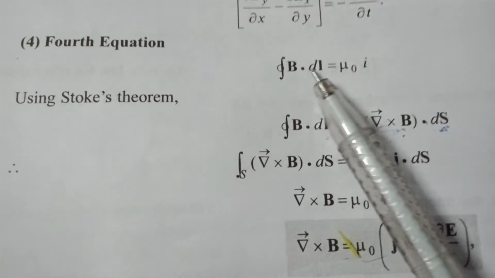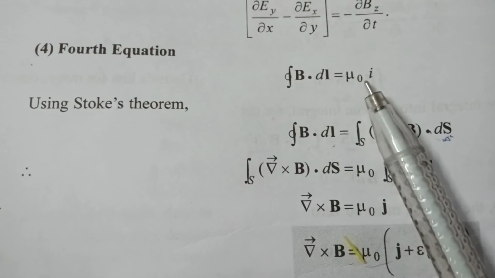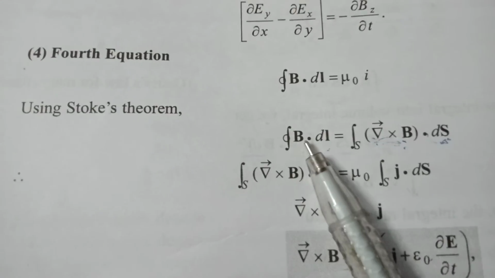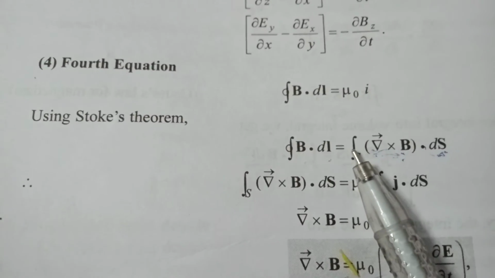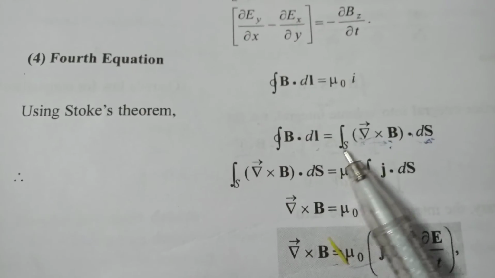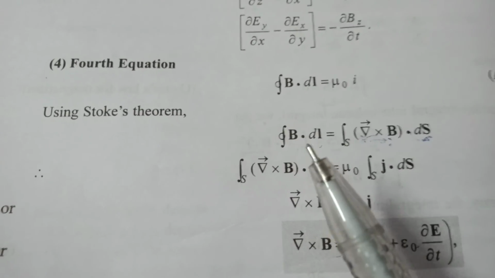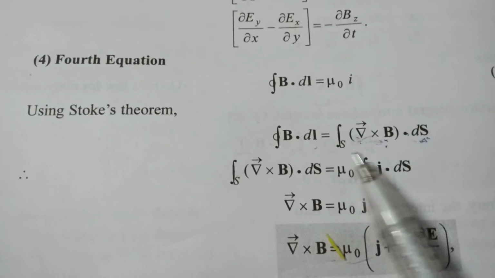This is the fourth equation of Maxwell. Integral B dot dl is mu 0 I. Use Stokes' theorem, line integral is equal to surface integral, so over the surface. This can be written this way. This is from Stokes' theorem.